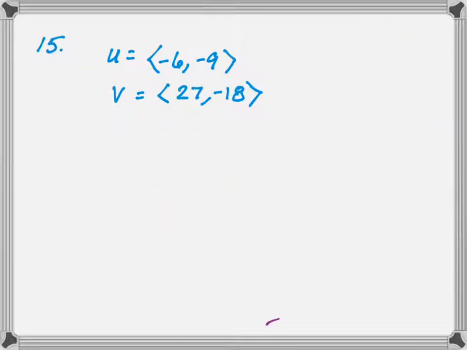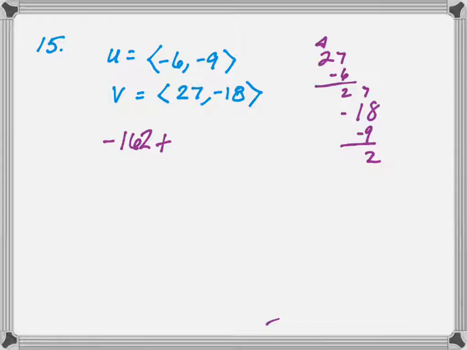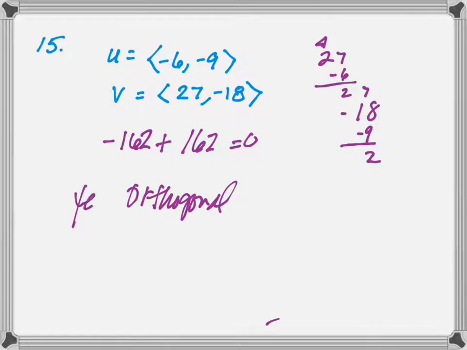Okay, number 16 would be, all right, 27 times negative 6 is negative 162, plus 18 times 9, well, negative 18 times negative 9, so it'll be positive. That's 162. Oh, we get 0, so yes, that's orthogonal. So yes, it equals 0, and it is orthogonal.